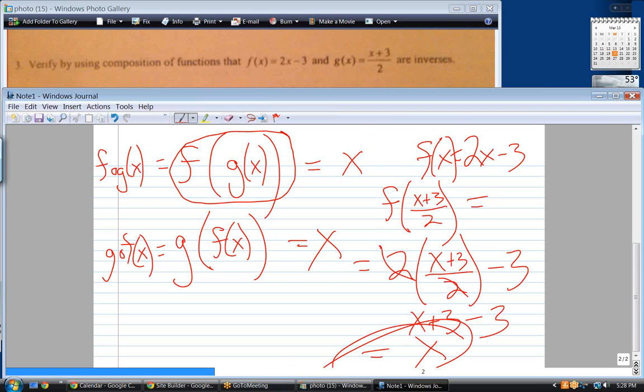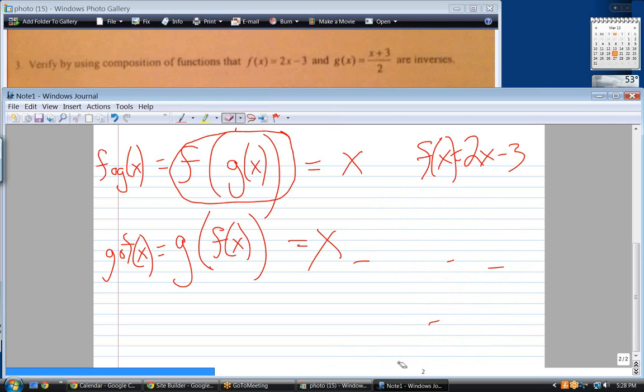Now, I don't know if they want you to do both steps or not. Usually they do. So the next thing we have to do is find out what g of f of x is. So what's this? The second part. Remember, g of x is x plus 3 over 2. So what is g of f of x? It would just be x also. Well, let's prove it.